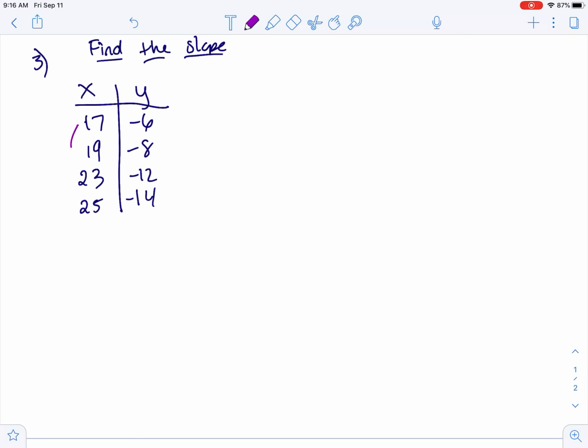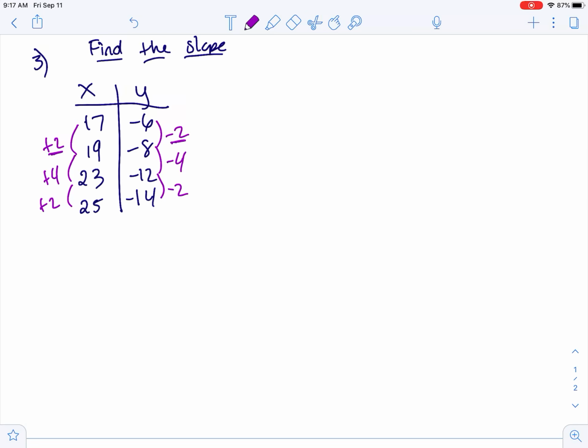So we're going to find the slope. So the difference in my x's. From 17 to 19, I go up 2. From 19 to 23, we go up 4. From 23 to 25, we go up 2. From negative 6 to negative 8, I go down 2. From negative 8 to negative 12, we go down 4. From negative 12 to negative 14, we go down 2. So let's set up our slopes, because this one looks a little funny. It doesn't look like they all have the same slope.